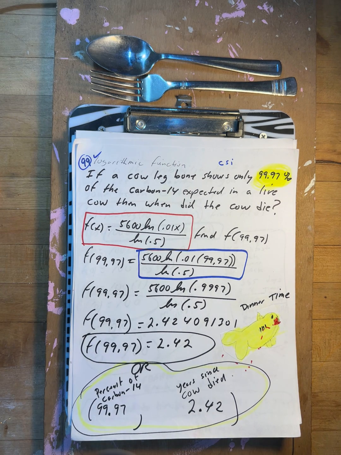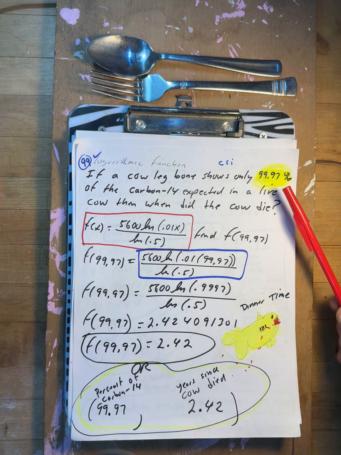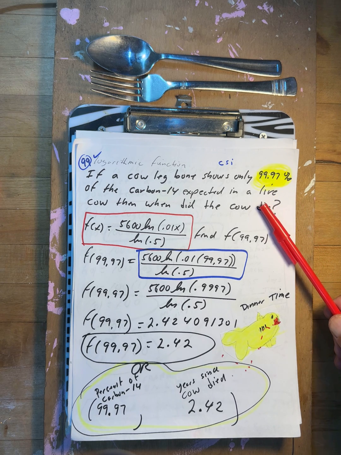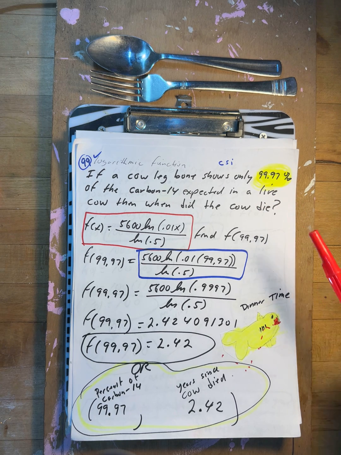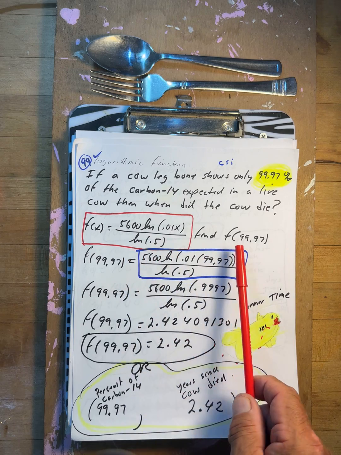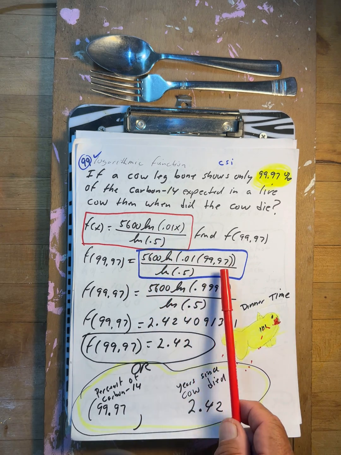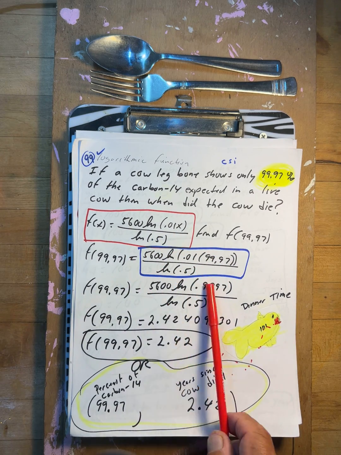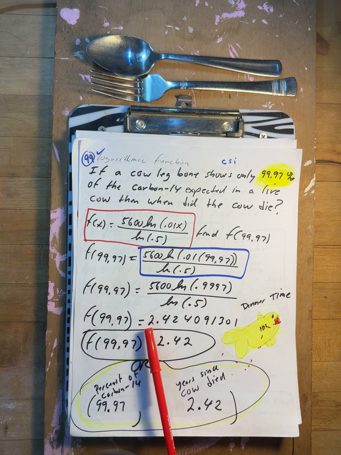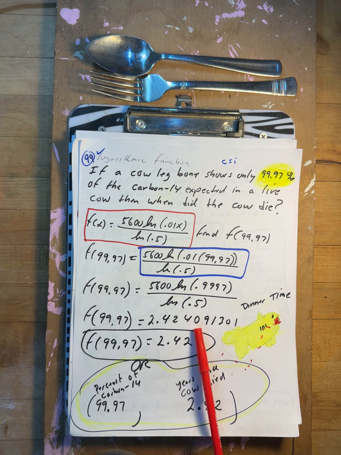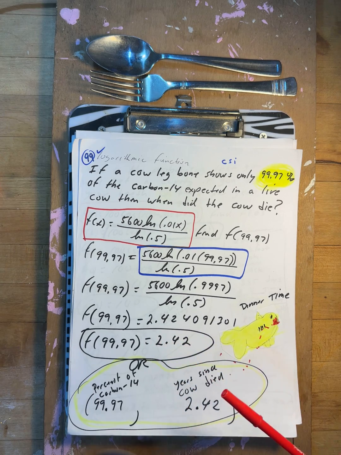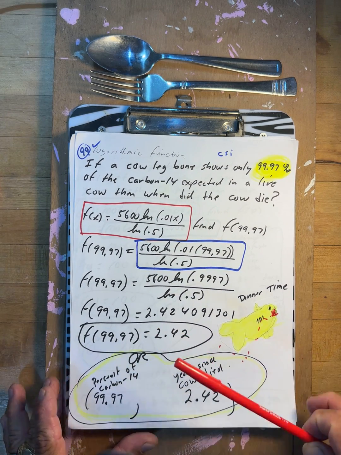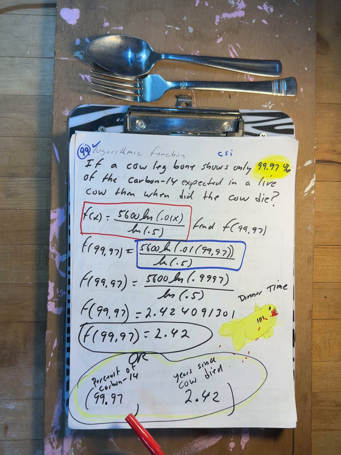If your cow leg bone shows only 99.97% of carbon-14 expected in a live cow, then when did the cow die? Put the numbers in there, the formula. So now all this, I'm going to do it all at one time. I'm going to get this number, 2.4240409131, or just round it at 2.42. So the percent of carbon-14 is 99.97. It's been 2.42 years since that cow died.